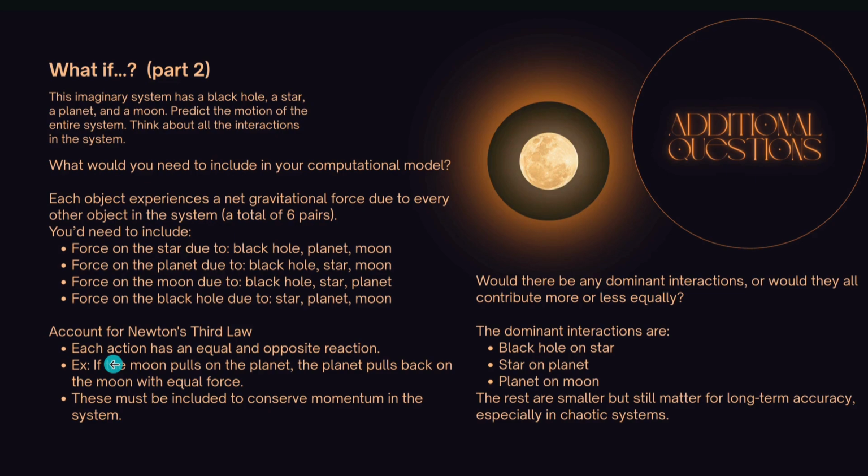The law states that each action has an equal and opposite reaction. For example, if the moon pulls on the planet, the planet will pull back on the moon with equal force. And so, would there be any dominant interactions, or would they all contribute more or less equally? The answer is yes. The dominant interactions are the black hole on the star, the star on the planet, and the planet on the moon. The rest are smaller but still matter for long-term accuracy, especially in a chaotic system like this.